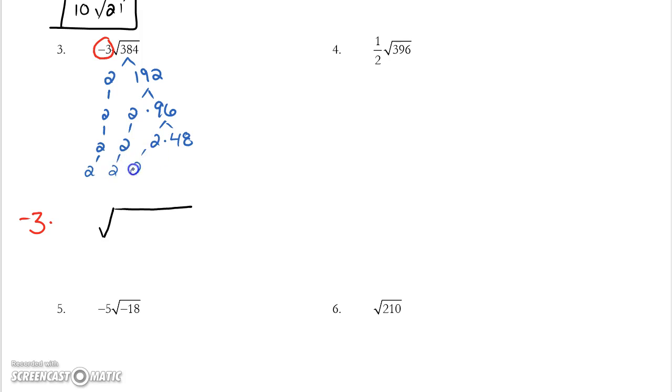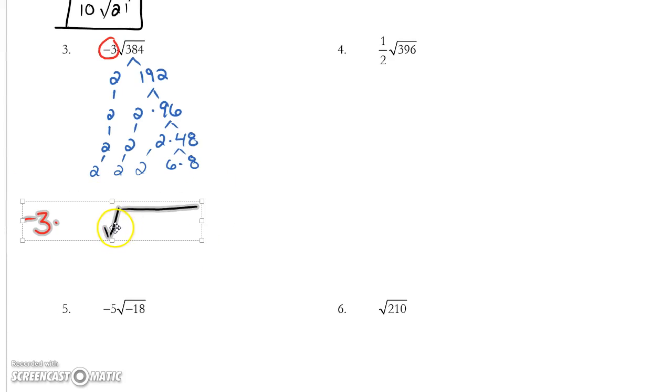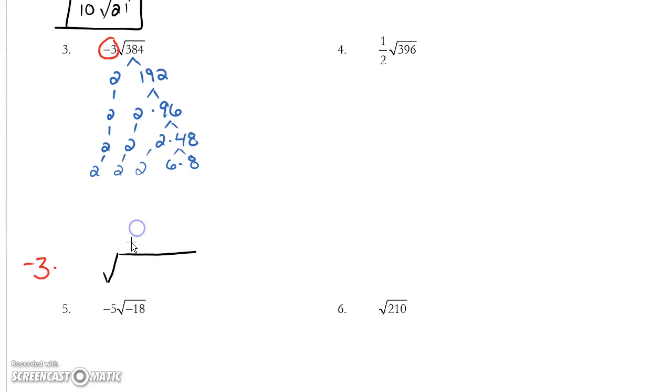2, 2, 2, 48. Now I can think of numbers that aren't 2's. 6 times 8. And I'm going to move this stuff because I'm running out of room. So I'm just going to move this down. 6 is 2 times 3.